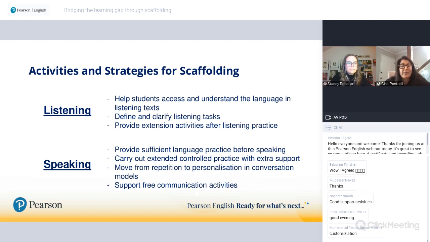And finally, we must support free communication activities. You can model an interaction for the class and provide support based on the student's needs. Posters, word postings, images are all great. And set up communicative tasks so that students must carry out spoken exchanges. It's important to establish a communicative outcome based on meaning, as this will give context and direction to your students.